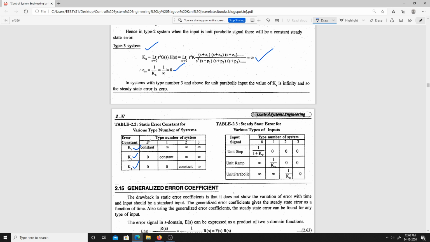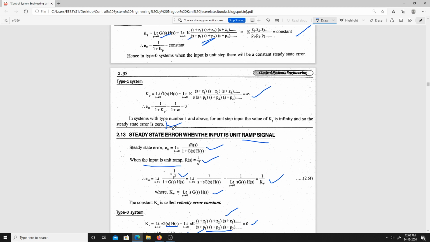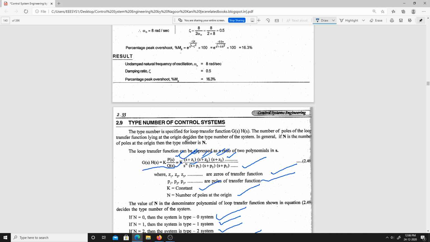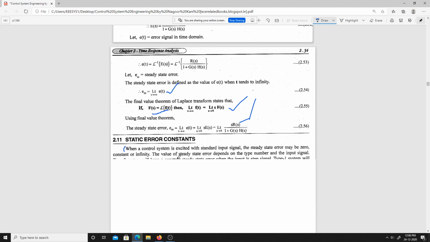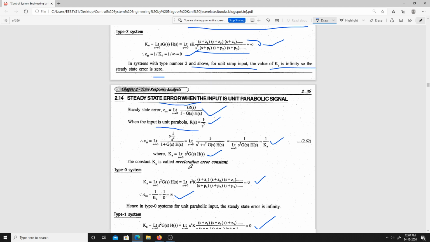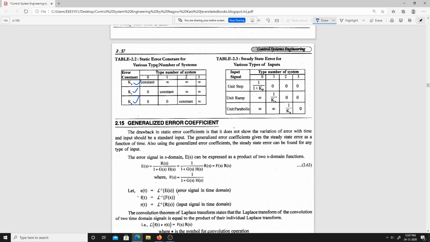Already we have discussed. For type 0, what will be kp? Just let us look at it here. One second. It will be constant. For type 0, kp will be constant, right? Is it clear?